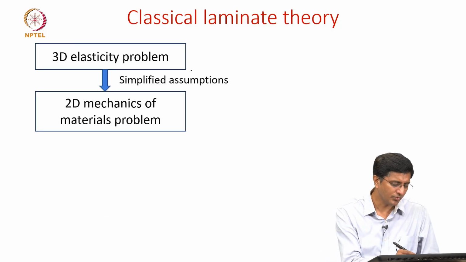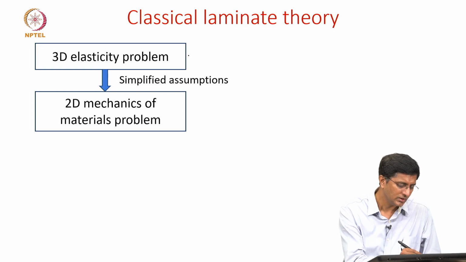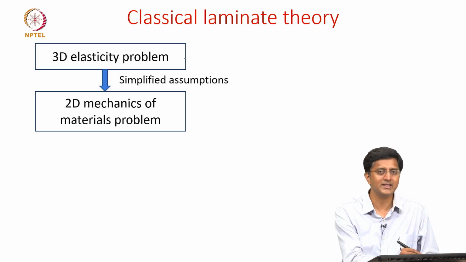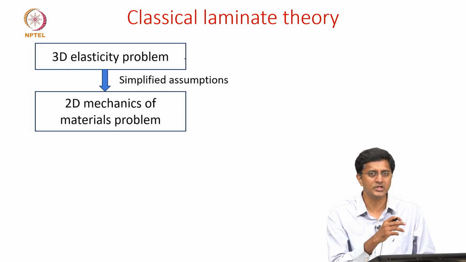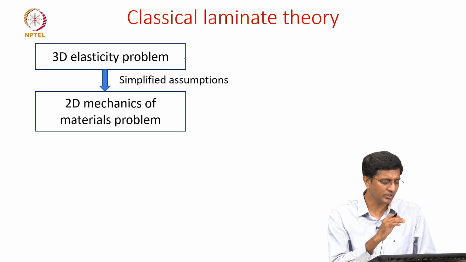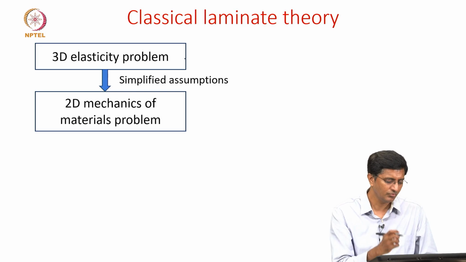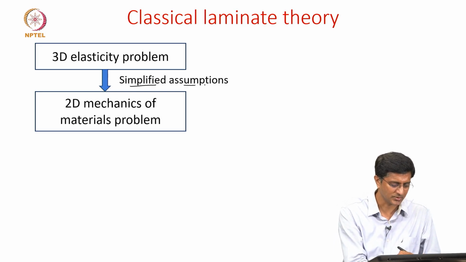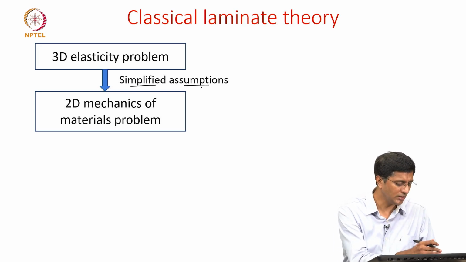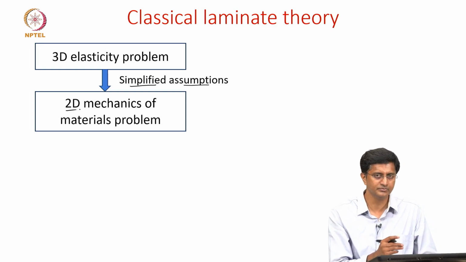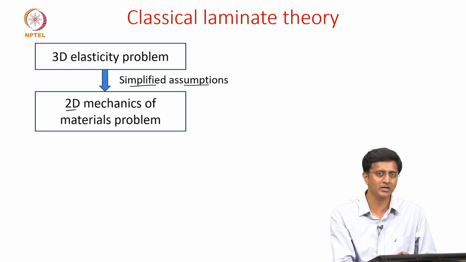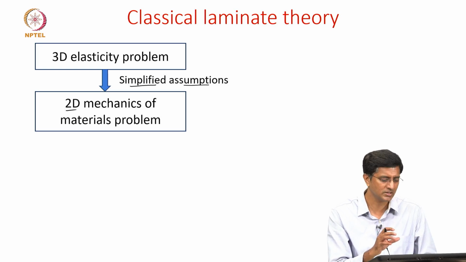So in this theory, what we are essentially doing is instead of working with a 3D elastic problem, meaning the stresses and strains as we know are three-dimensional in a laminate. Instead of dealing with a three-dimensional elastic problem, which is much more difficult to solve, we make some simplified assumptions, which transform this 3D elasticity problem to a 2D mechanics of materials problem. So in this video, we will be going through what are these assumptions we make and how we can simplify these analyses.